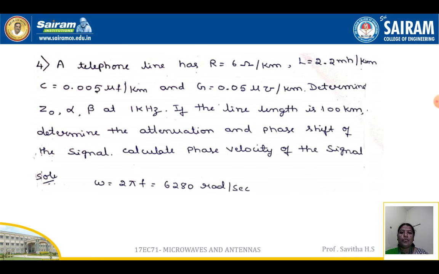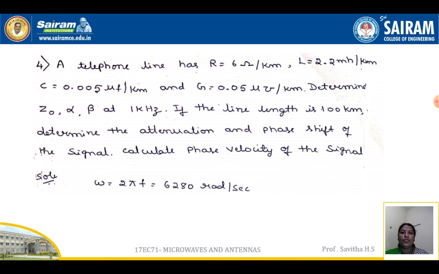So we'll consider one more problem. A telephone line has R of 6 ohms per kilometer, L is 2.2 millihenry per kilometer, C is 0.005 microfarad per kilometer and G is 0.05 micromhos per kilometer. In this problem also, determine Z0, alpha and beta at 1 kilohertz if the length of the line is 100 kilometers. Determine the attenuation and the phase shift of the signal. Calculate the phase velocity of the signal.